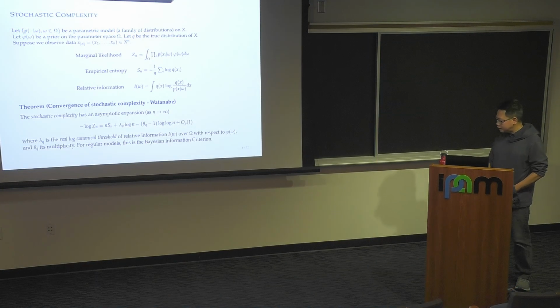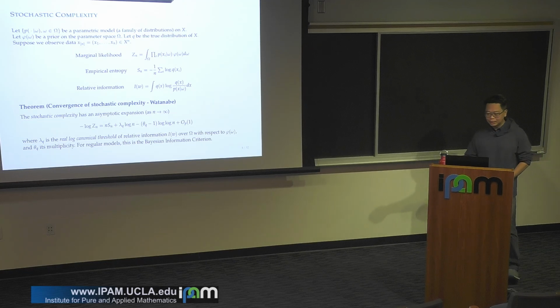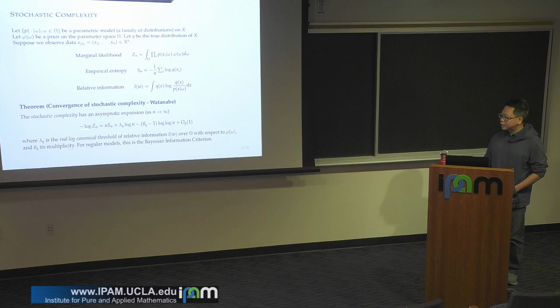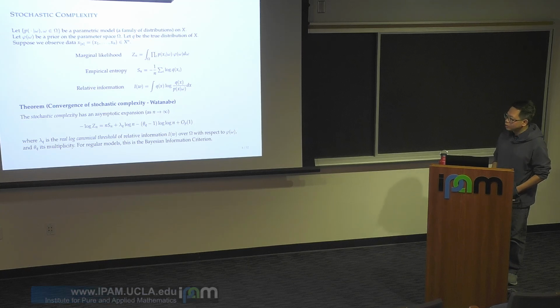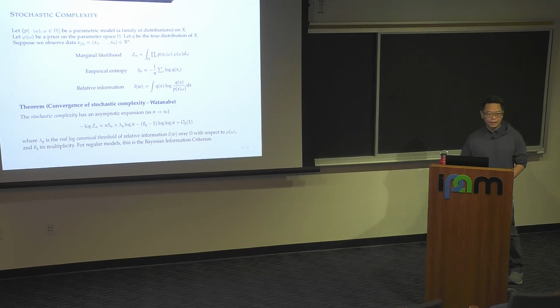And so what is this magical number lambda, and what is this magical number theta? Lambda is called the real log canonical threshold, which I'll define in the next slide, of the KL divergence over our parameter space omega with respect to the prior phi. And theta is the multiplicity of this real log canonical threshold. And from now on, I'm going to say RLCT instead of a mouthful of words.